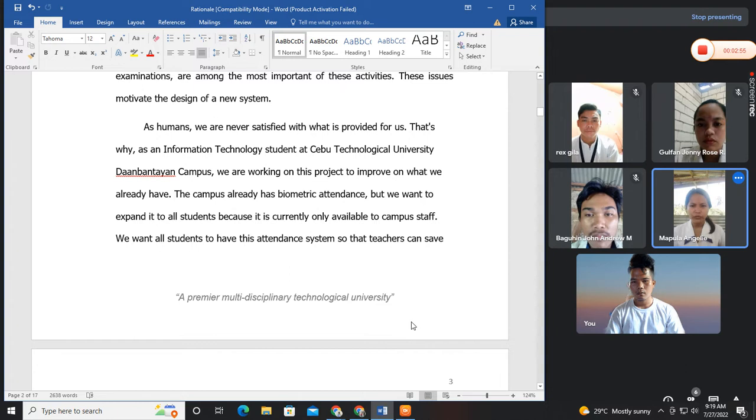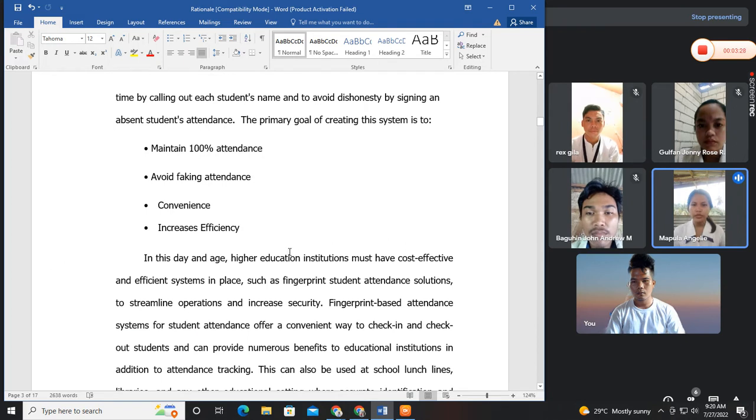We want all students to have this attendance system so that teachers can save time by not calling out each student's name, and to avoid dishonesty by signing an absent student's attendance. The primary goal of creating the system is to maintain 100% attendance, avoid faking attendance, provide convenience, and increase efficiency.